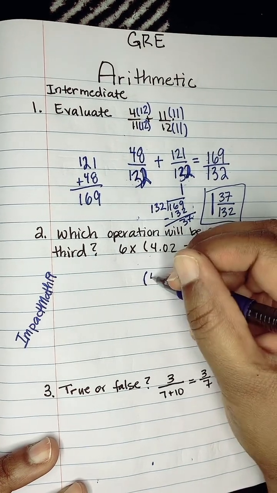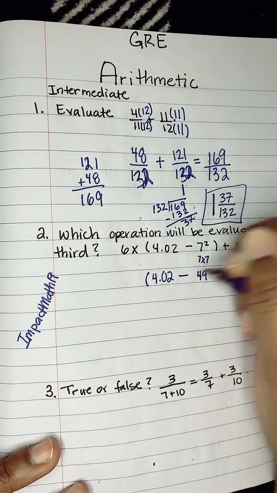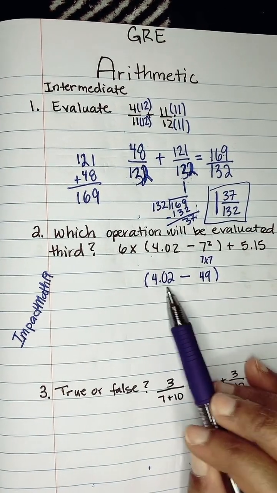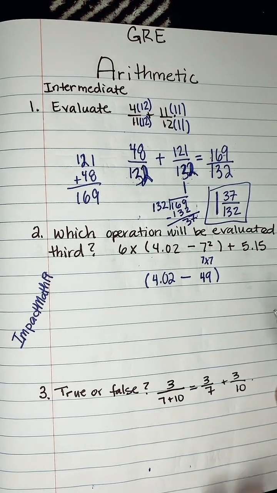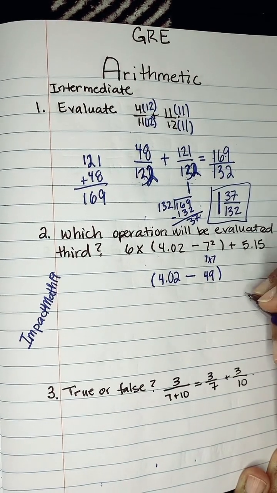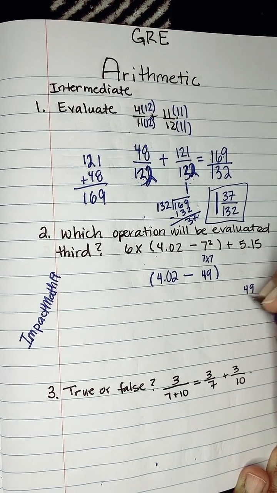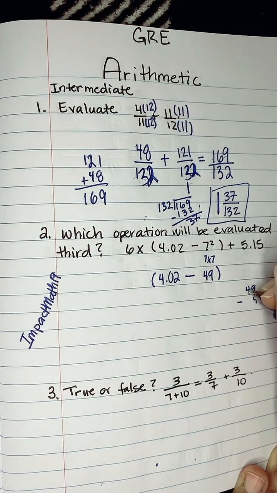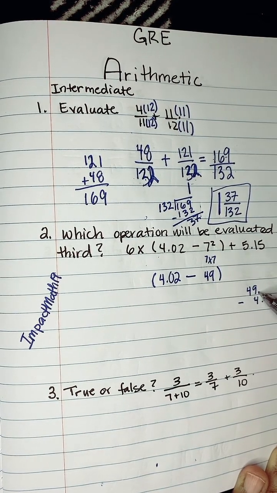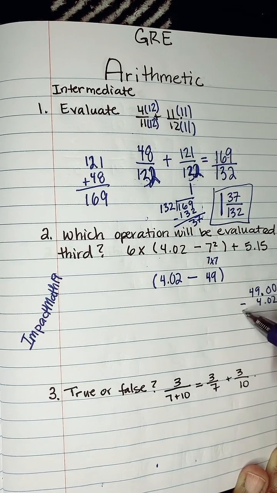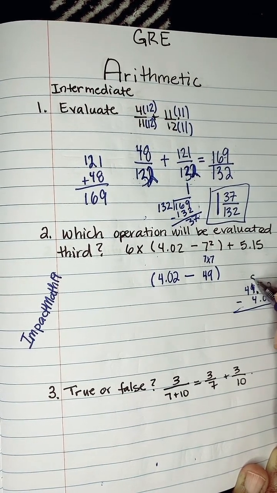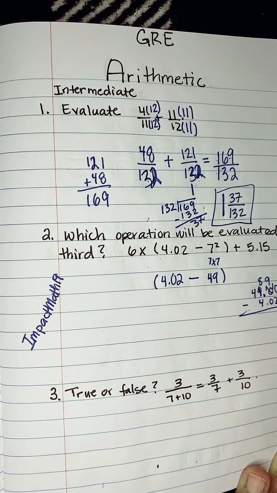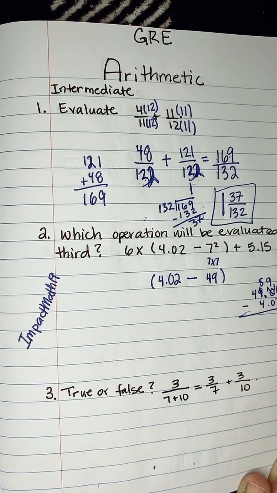Then we would have 4.02 minus 49. So this will be the second thing we do. So let's do 49 minus 4.02. See how, remember, the decimal after every whole number is after it. So we would have to borrow from this 9, make it an 8, then make this a 10, borrow from the 10, make it a 10.